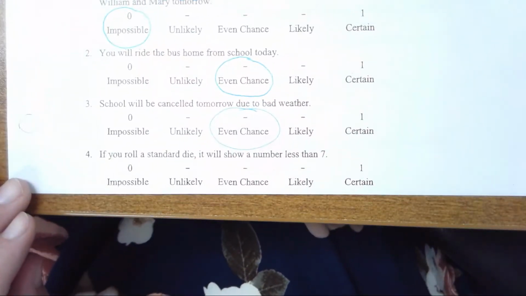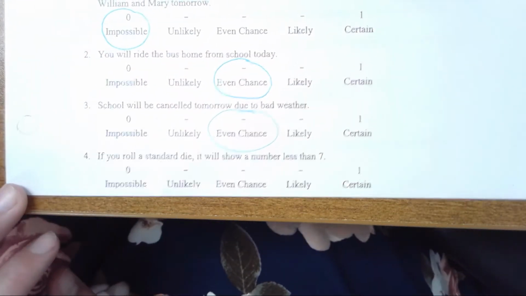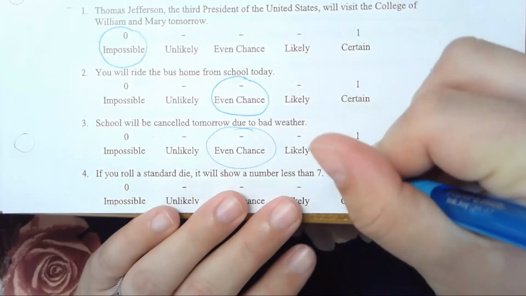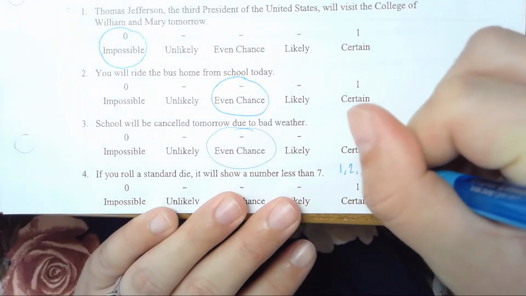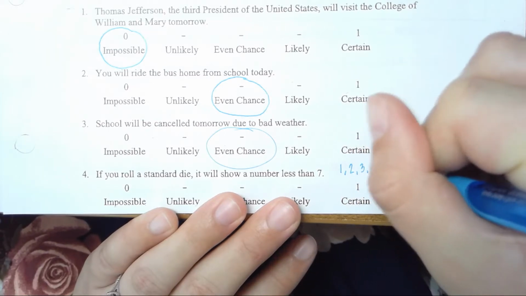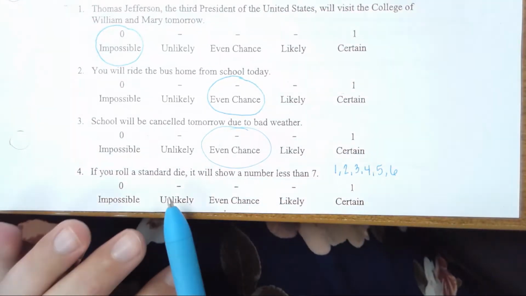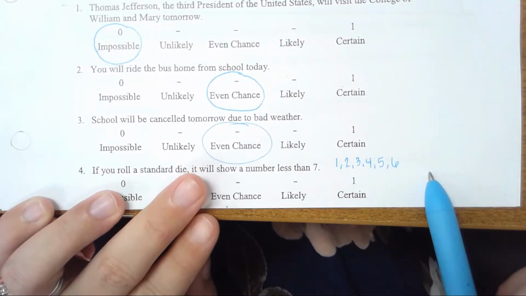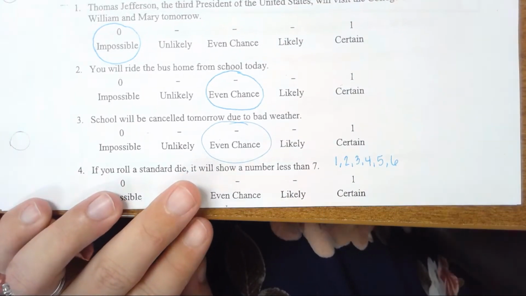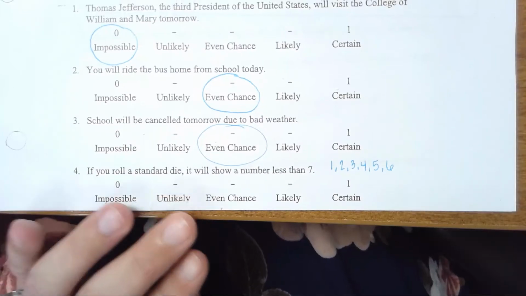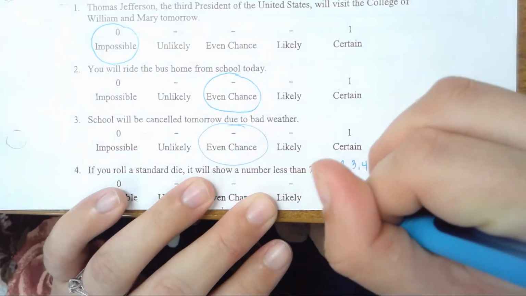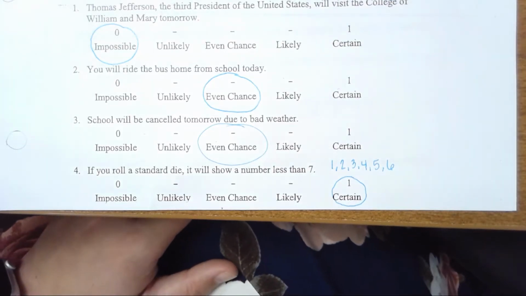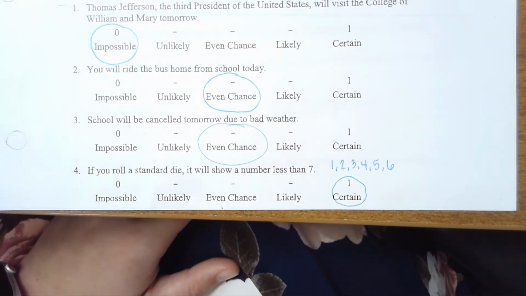All right, and then the last one, if you roll a standard die, it will show a number less than 7. Well, as we know, on a number cube, our numbers are 1, 2, 3, 4, 5, and 6. So if we want a number that is less than 7, aren't all of those numbers less than 7? Yeah, all of them are less than 7. So we know for certain that when we roll a die, we're going to get a number less than 7. So that is certain.